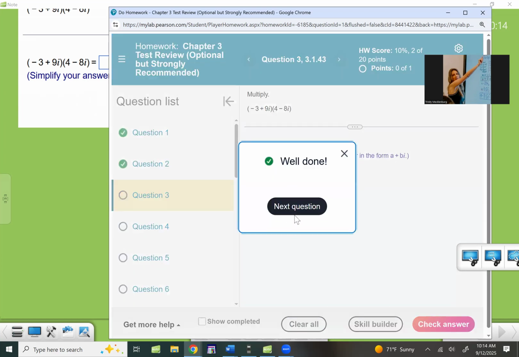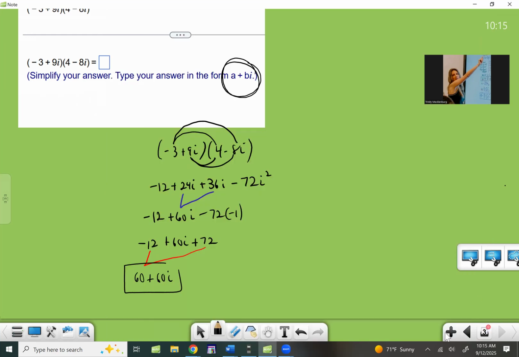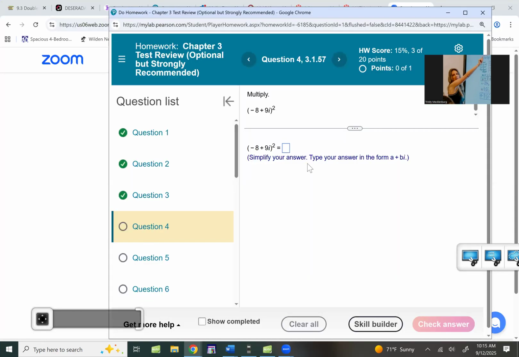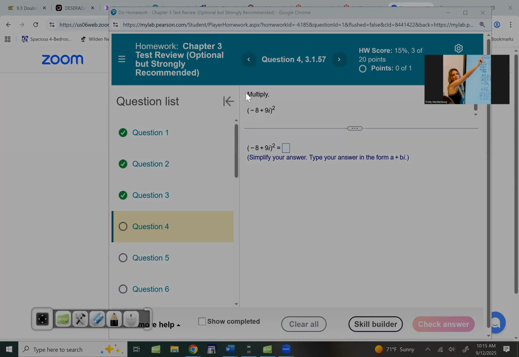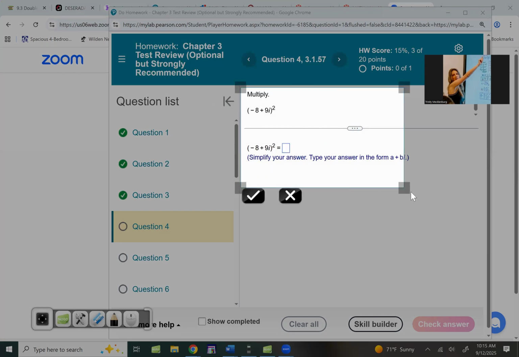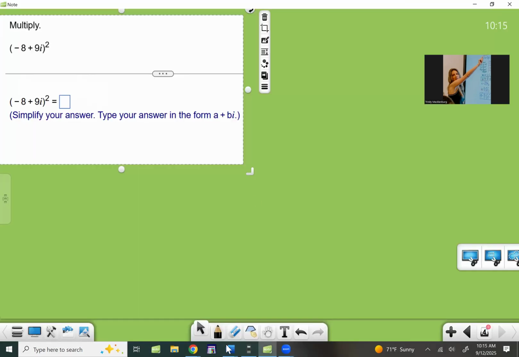All right, looking good. Problem number 4. It's actually a repeat, although sometimes people don't realize it's a repeat because it's not written in the same way. But whenever you're squaring something, that means you're going to multiply it by itself. So I have to write negative 8 plus 9i out 2 times. Once I write it like this, most students realize, okay, I have to FOIL.